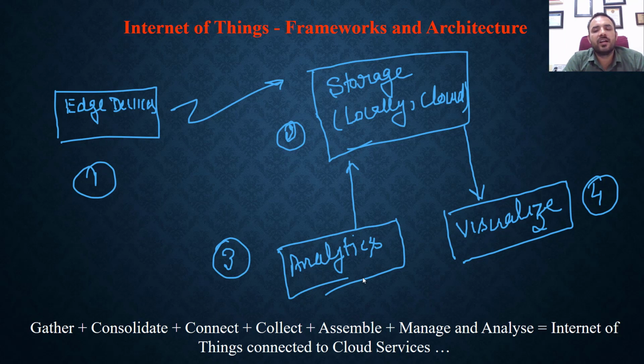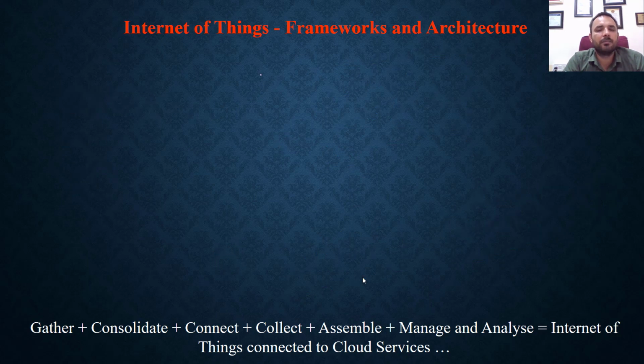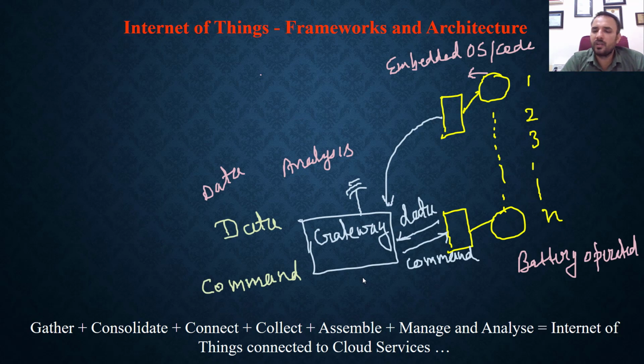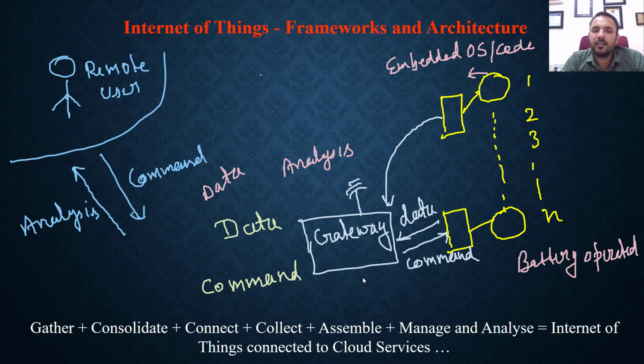Now we will understand all these four blocks by taking one more example. Some part of this example I already covered. So we will explain this architecture definition using these examples. It is seen that there are n IoT devices. Fine. And there is one remote user. This user is not present here. He is at a remote location.